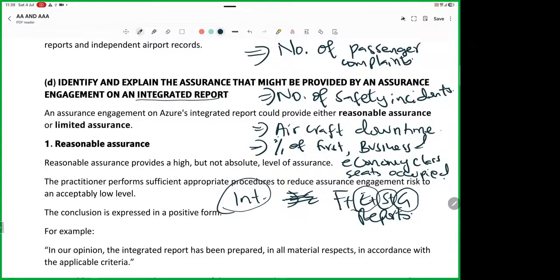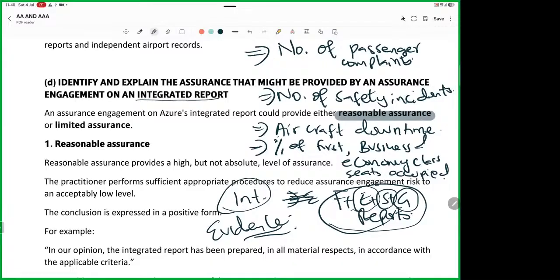Now, ladies and gentlemen, as I go to provide assurance to stakeholders regarding this report, I would have to do a lot of evidence collection. So when I'm doing a lot of evidence collection, it means that I can only give what we call a reasonable assurance. I can only give what we call a reasonable what here? A reasonable assurance.